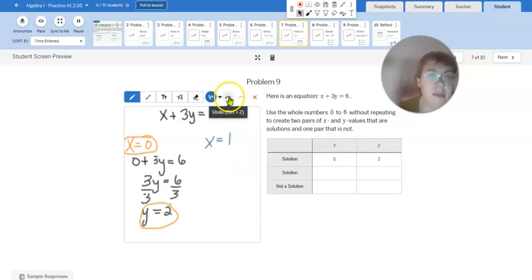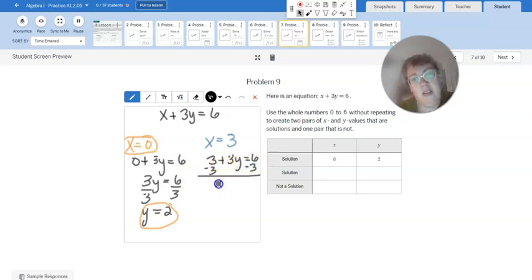That one's not going to work. That's going to be messy because we don't want a fraction. So let's try if x is 3. If x is 3, it would be 3 plus 3y equals 6. And then we would subtract 3 on both sides. You get 3y equals 6 minus 3 is 3. Divide both sides by 3. Ooh, nice. And we get y equals 1.